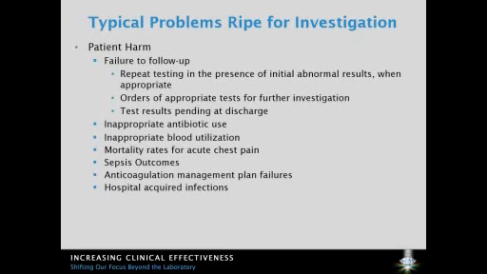Here are some typical problems that are ripe for investigation. Failure to follow up. What if an abnormal test result is issued and a repeat test, maybe in 30 days or 90 days, is called for, but it never shows up? Just by going into your IT system, you can look for the presence or absence of that repeat order. Are there appropriate and expected follow-on tests based on an out-of-bounds or abnormal initial test result?